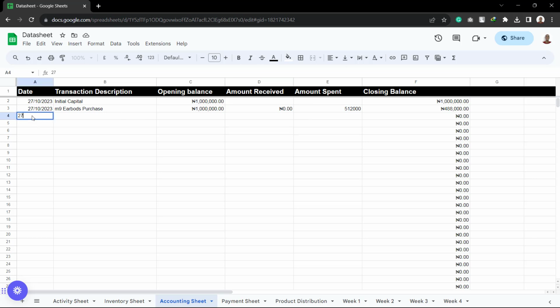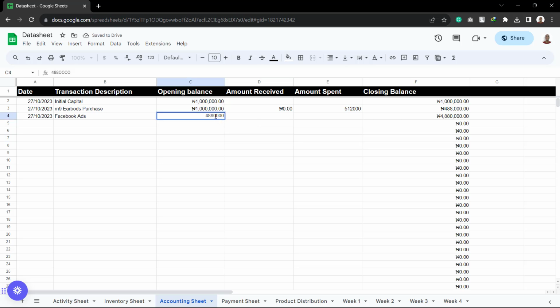So we write 27th, still the 27th of October 2023. We needed to pay for ads. So ads, let's just write Facebook ads. Facebook ads. So we needed to pay 10,000 naira. What's our opening balance? Yes, 488 thousand naira, because our opening balance is always equal to our closing balance.